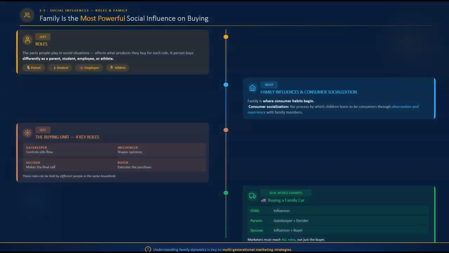Family is the most powerful social influence in buying. Roles, the parts people play in social situations, affect what products they buy for each role. A person buys differently as a parent, student, employee, or athlete.